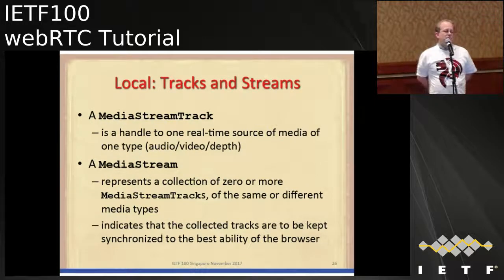Okay, so a media stream track, which we'll often just call a track, is a handle to one flow of one kind of media. Okay, so audio or video. A media stream is a collection of tracks. And the tracks do not all have to be of the same type. So you can have, an audio and a video, for example.